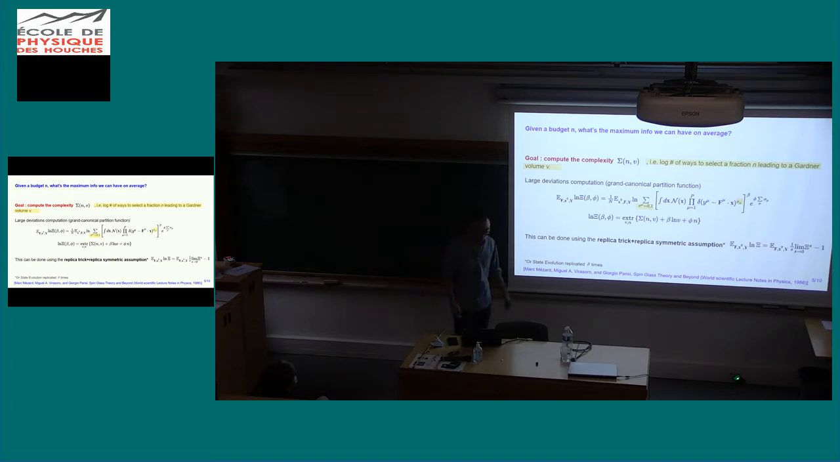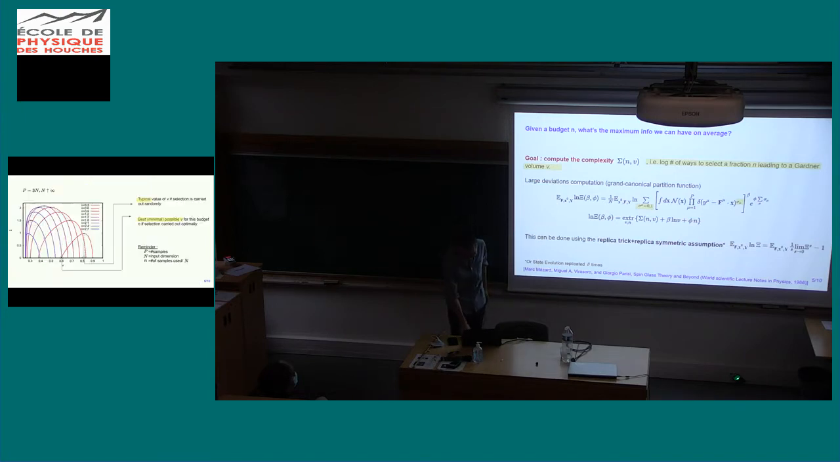So you set up a large deviation computation. If you're a physicist, you call this computing a grand canonical partition function with inverse temperature beta and chemical potential phi, then you do a Legendre transform. I will not detail this, and you use replicas to do it in a double replica symmetric assumption, one for the selection variables and one for the spin.